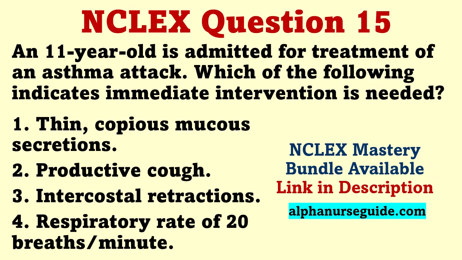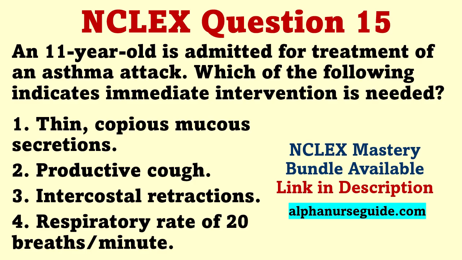An 11-year-old is admitted for treatment of an asthma attack. Which of the following indicates immediate intervention is needed? 1. Thin, copious mucus secretions. 2. Productive cough. 3. Intercostal retractions. 4. Respiratory rate of 20 breaths per minute. The correct answer is 3.